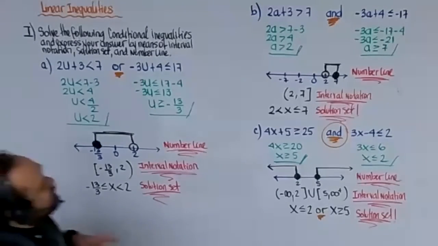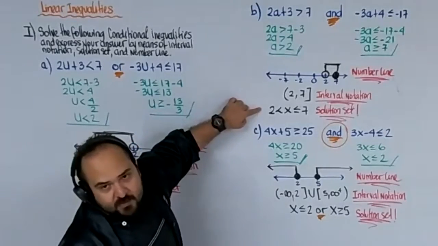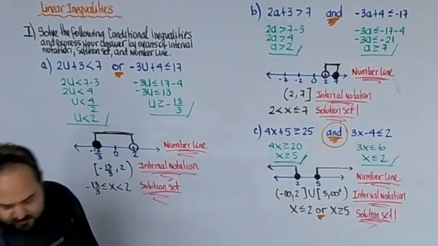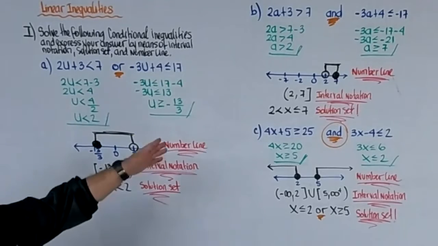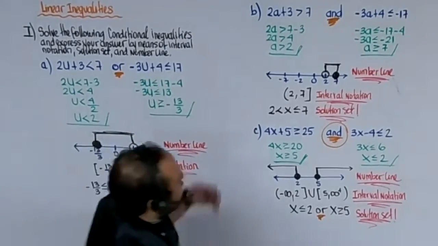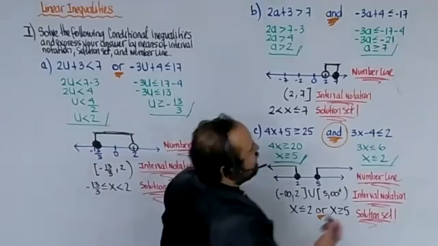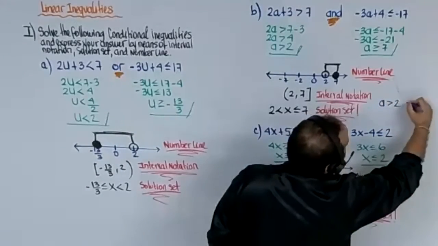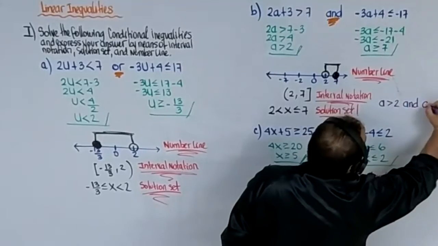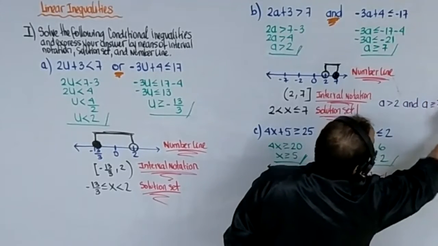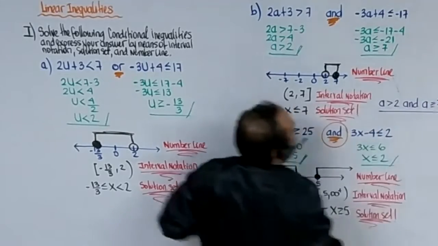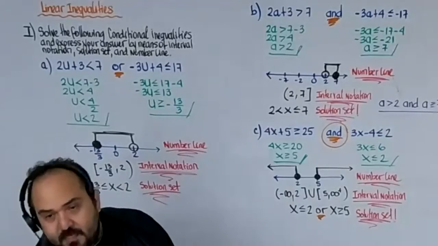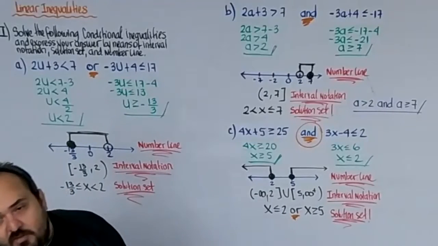And even though if you ask me, in problem B, we have 2 less than x and x less than or equal to 7. Is this the only way I can write the answer? No, this is the common way. Another way to say it in this situation is x greater than 2 and x less than or equal to 7. This is another way to express the solution set in letter B.